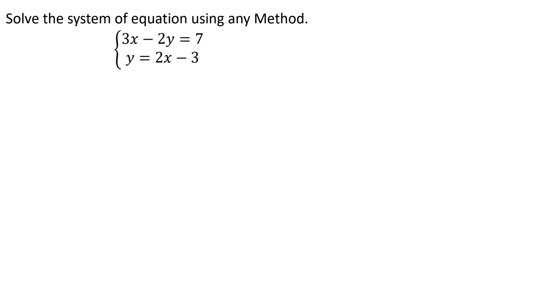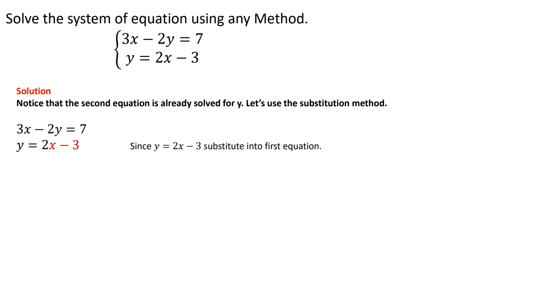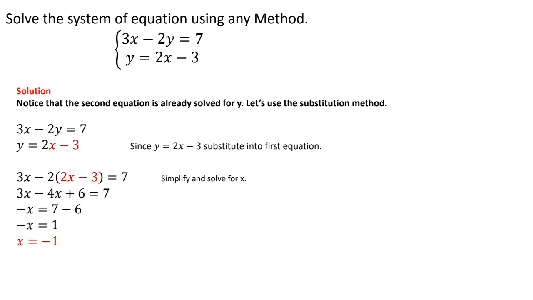So that's the method that I'm going to use. I'm going to use the substitution method once again. Okay, so what I need to do is I'm going to substitute this value, 2x minus 3, everywhere I see y on the other equation. So we have 3x minus 2 times 2x minus 3 equals 7. Again, I'm going to distribute by simplifying. We have 3x minus 4x plus 6 equals 7.